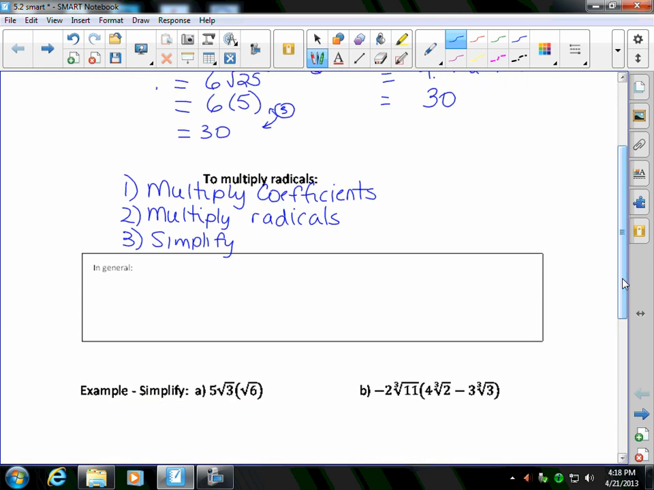So in general then, when you're multiplying radicals, the general statement looks like m times the k root of a, times n times the k root of b, is going to equal mn times the k root of a times b. So it doesn't matter if what's underneath the radical sign is the same, but your index has to be the same. So for this one, it was this k value and this k value. They both have to be the same.